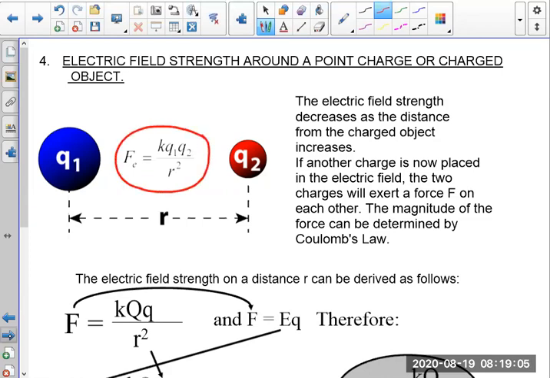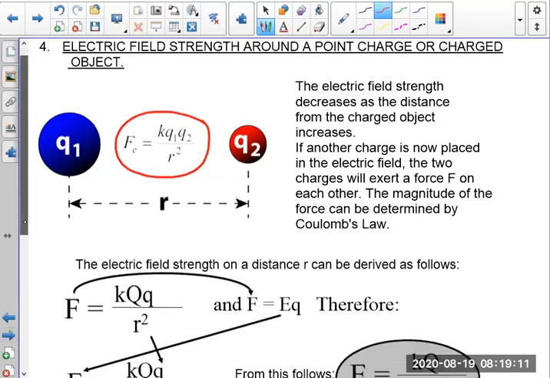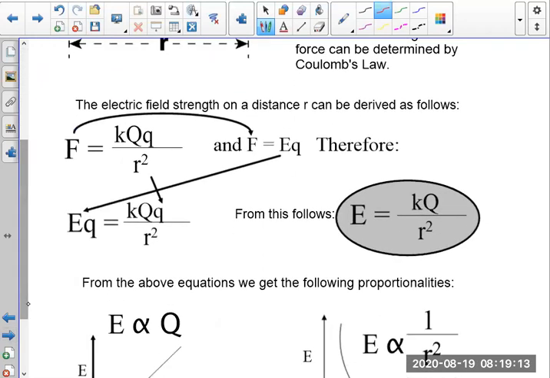So that's a force that the two charges have on each other. But now they take Coulomb's law and use the electric field times the charge, and we get a new equation. You don't have to prove how we get the equation, but you must know it, because this one is also on your information sheet. We're going to use E equals KQ over R squared when we talk about a field.